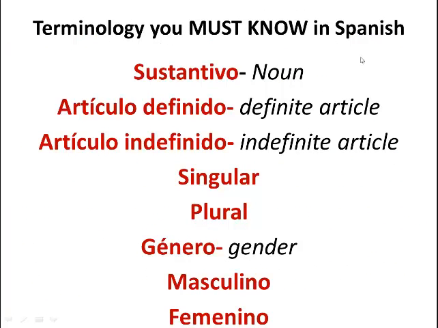And here's the terminology that you must know in Spanish, because this is the terminology that we will be talking about in the classroom. So we have a sustantivo, which is a noun. Artículo definido is your definite article. Artículo indefinido is your indefinite article. Singular and plural, those are cognates. You should know what those are. Género is gender. And when you talk about gender, you've got masculino and femenino. Género masculino, género femenino.